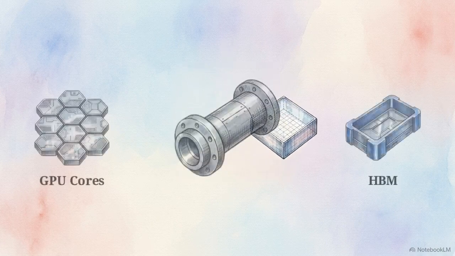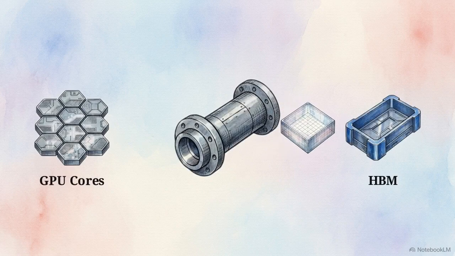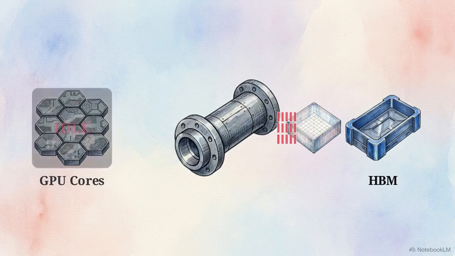In a standard implementation, these massive n by n blocks must be materialized and written to the GPU's high bandwidth memory, or HBM. Reading and writing this sheer volume of data instantly consumes all available bandwidth, stalling the compute cores while they wait for data to arrive.